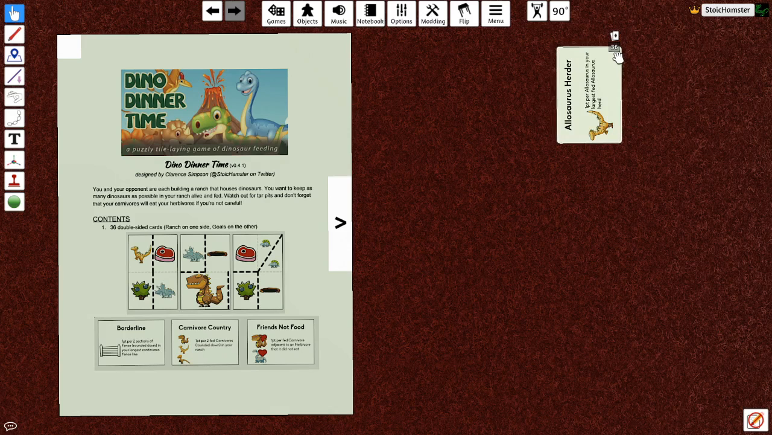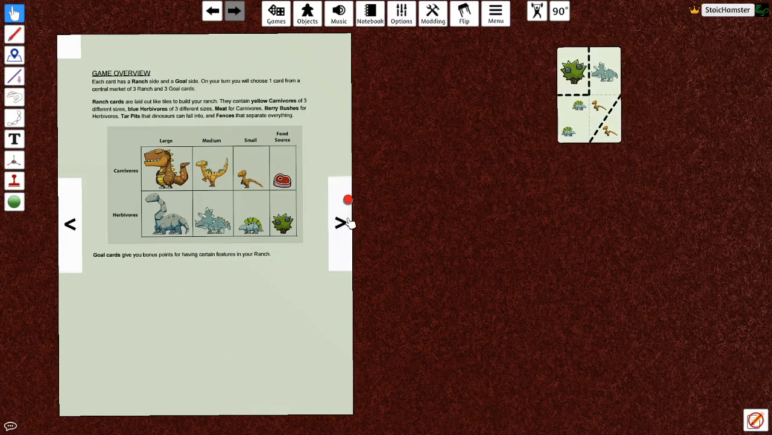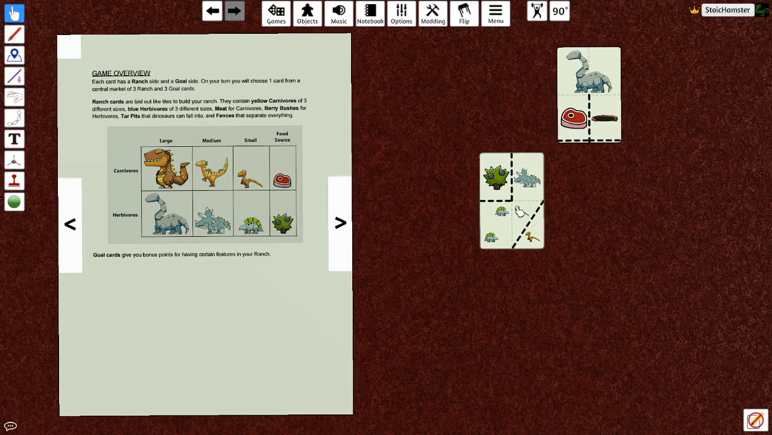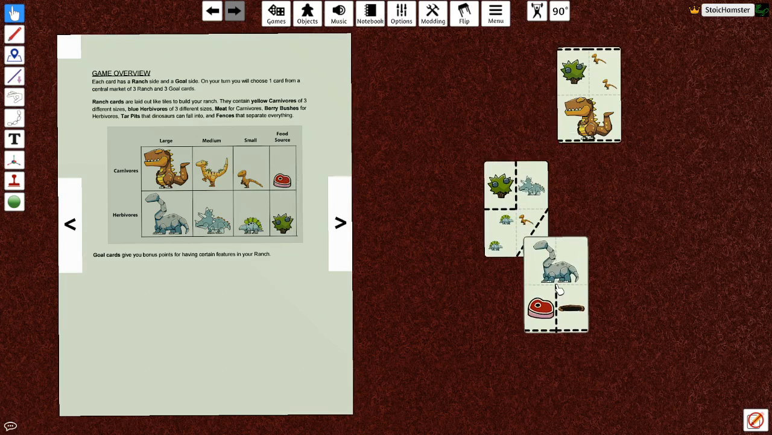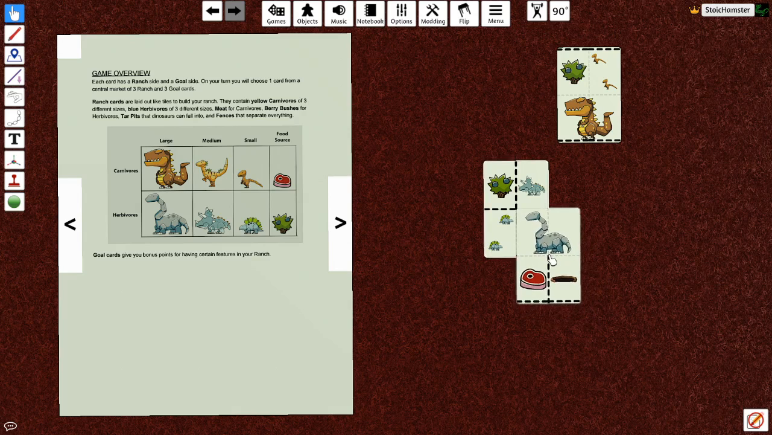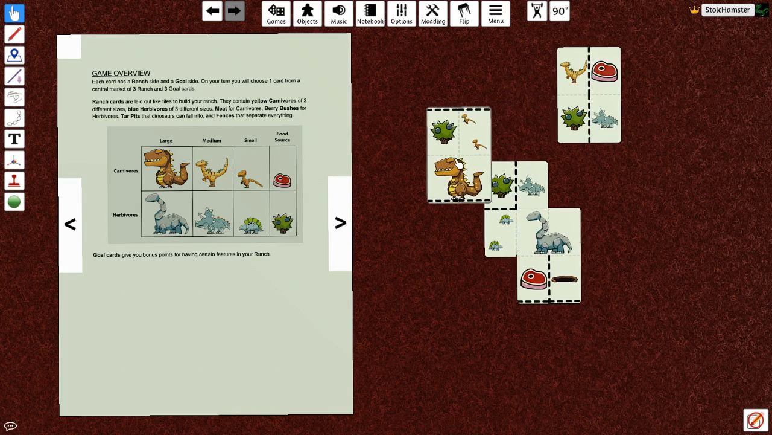Let's take a look at the symbols on the ranch cards. There are both carnivores and herbivores, and there are large, medium, and small versions of each. Each also has their own preferred food source. Ranch cards are laid down like tiles and must be either adjacent to or at least a half edge of an existing card on your ranch, or it must overlap a portion of an existing card in your ranch.